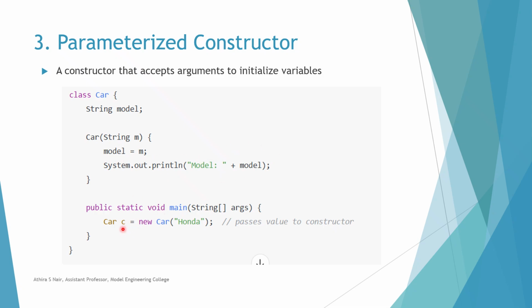In the main function, when we create the object, we can assign a value also. Here it is Honda. When the object is created, the Honda value is passed to the constructor. So the object is initialized immediately.